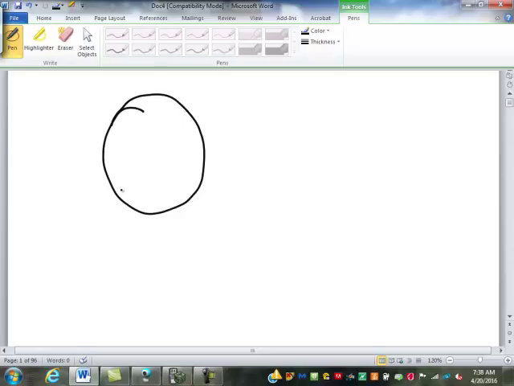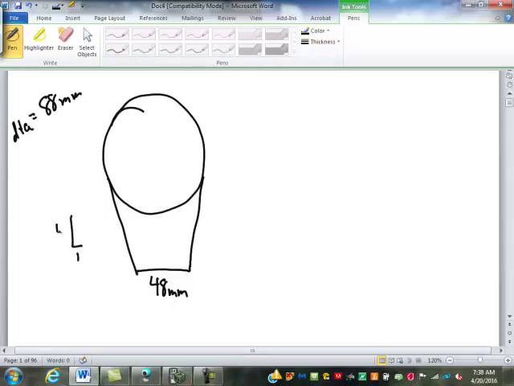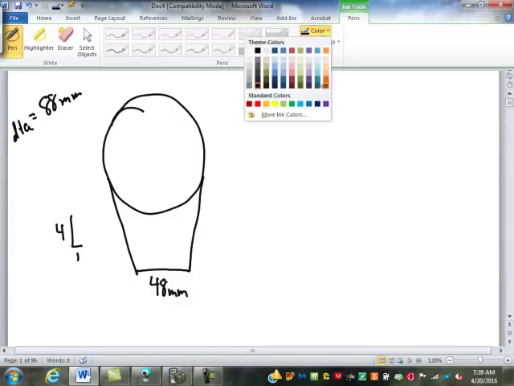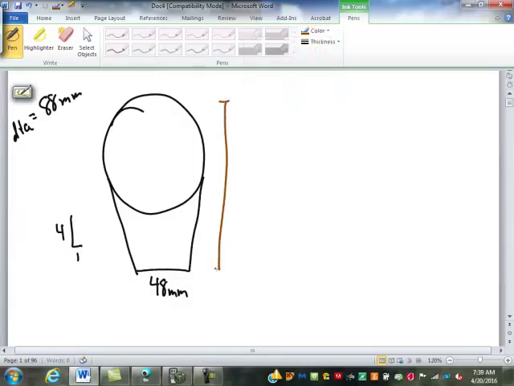X, Y, and area. Yep, total area is listed. So you have 48 millimeters here and an 88 millimeter diameter. I wanted you to find, and this is a 1 to 4 slope, X, which is the total height, Y, which is this width, and then area.